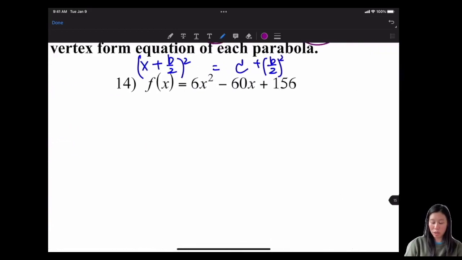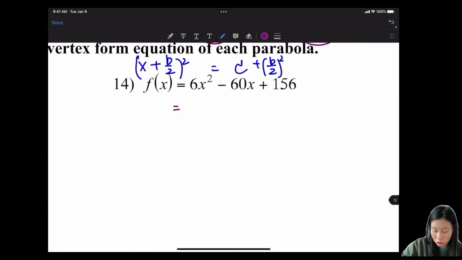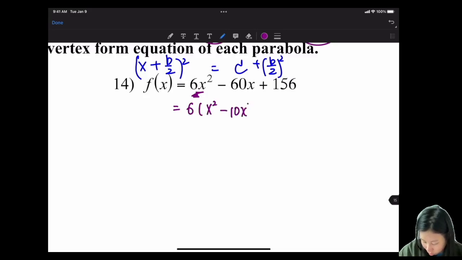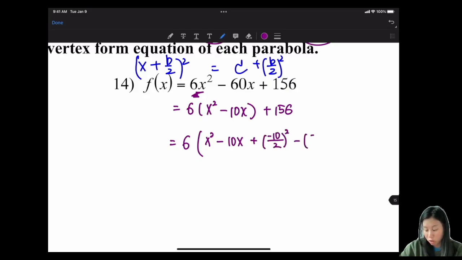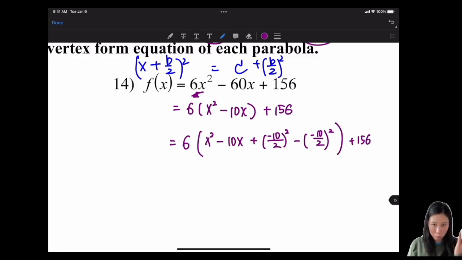Okay, do another one. Again, your first step is you try to factor the coefficient out. Factor the 6 out. We have 6 times x squared minus 10x plus 156. And then we want to complete the square by adding b half squared. But we need to also subtract b half squared plus 156. Okay, simplify it.